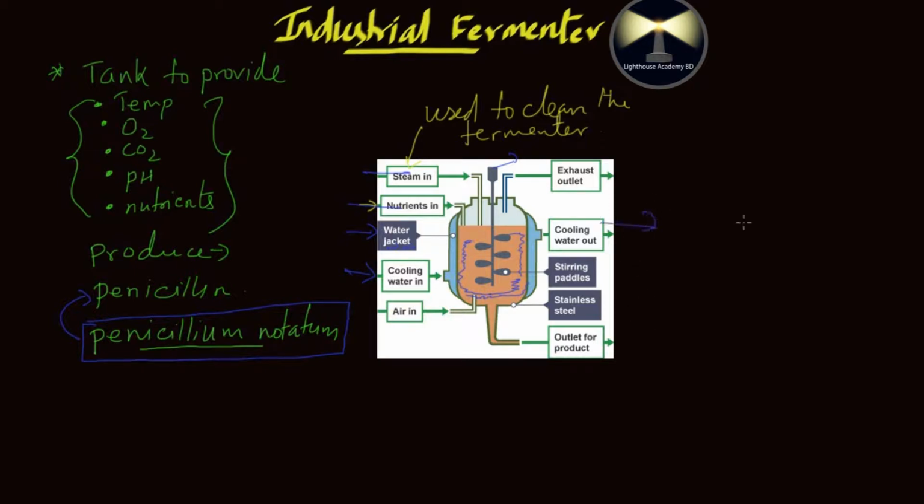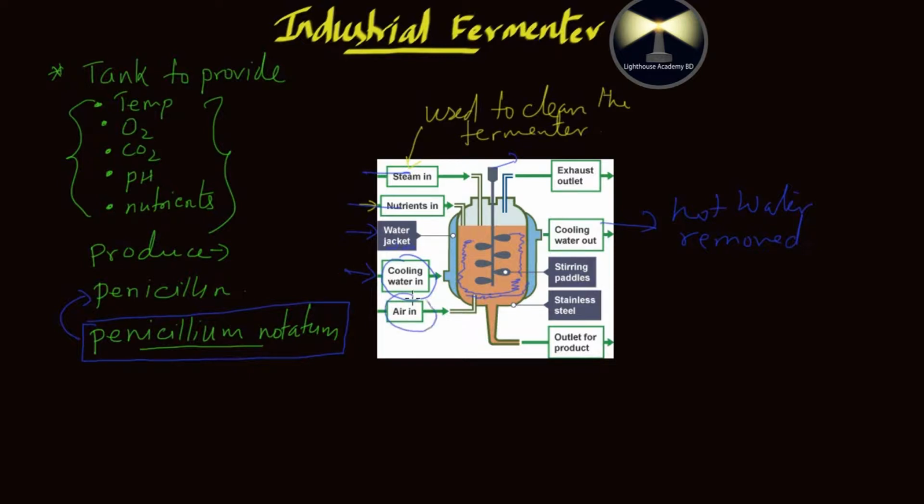So from the jacket, the water is removed. Here hot water is removed. Okay, so the water from the water jacket, that is cold water, that gets heated up and gets removed from this pipe. Okay, and new cold water is needed, and that's the cooling water inlet. Okay, feed again through this inlet, the cold water is run through the fermenter.